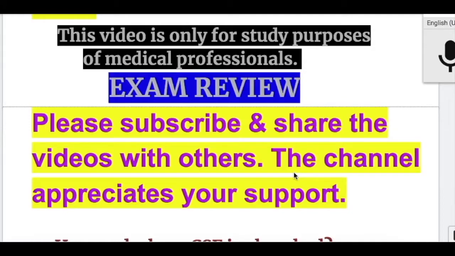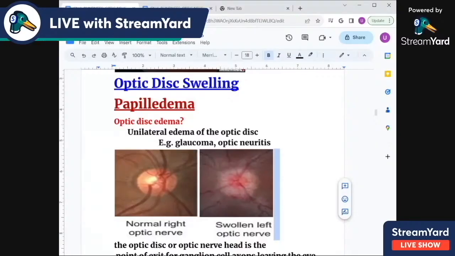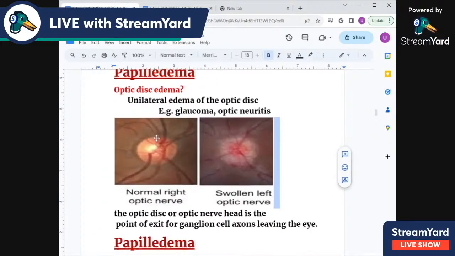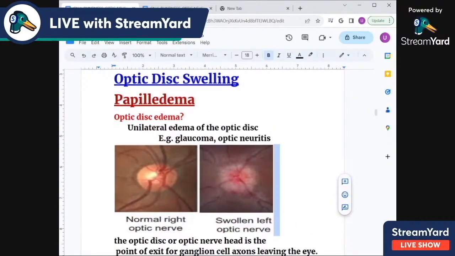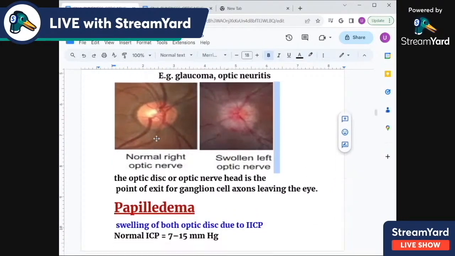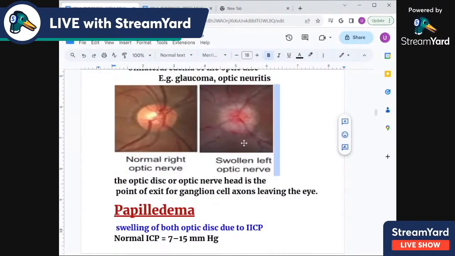In this video we'll do an exam review on optic disc swelling in papilledema. There are two differences: number one, in a unilateral optic disc swelling versus papilledema, where the optic disc swelling is bilateral, and number two, there is increased intracranial pressure. That's the difference. And what happens in papilledema? Both discs swell because of the pressure from above, from increased intracranial pressure.